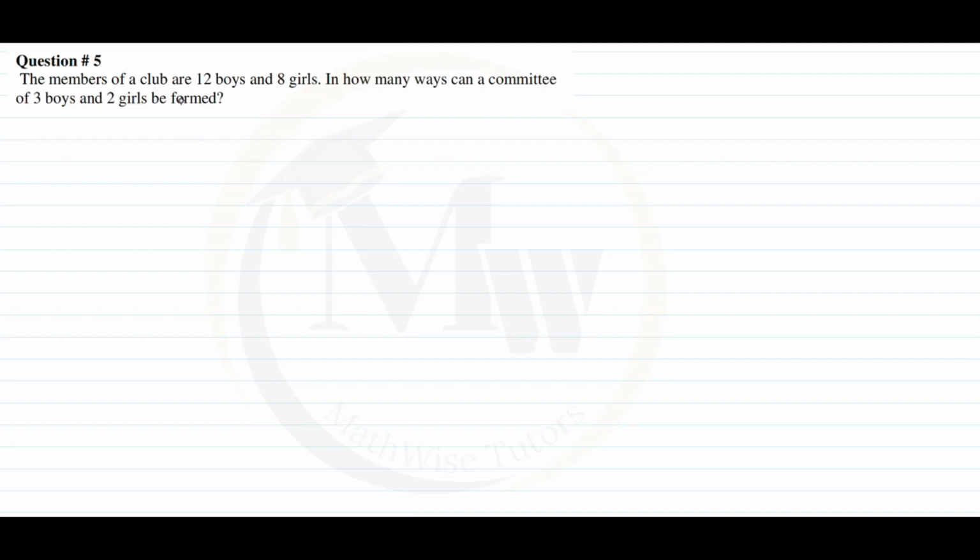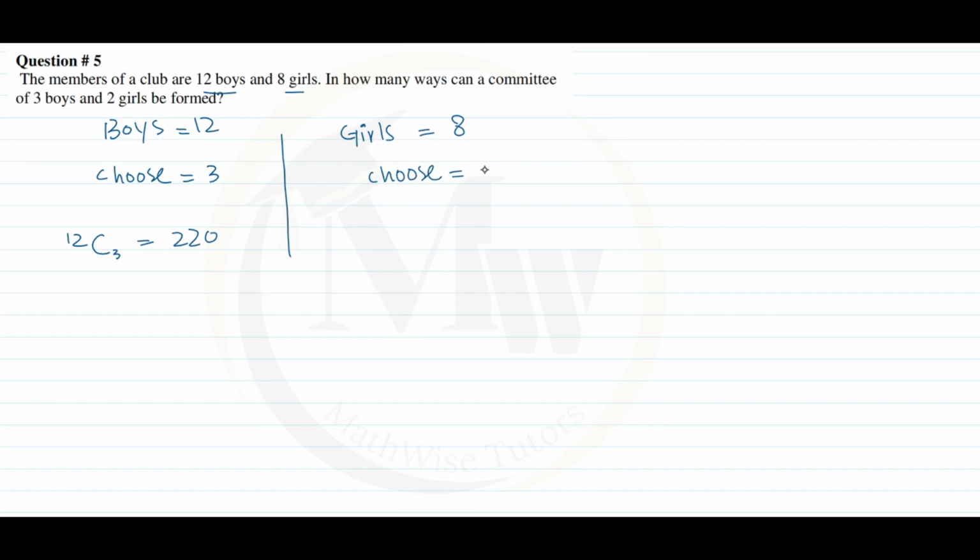In this question, they said the members of the club are 12 boys and 8 girls. So we have to choose 3 boys and 2 girls out of the 12 boys and 8 girls. The total boys are 12 and we have to choose 3 boys, so it will be 12C3, which is equal to 220. And the total girls are 8, and we need to choose 2 girls from them, so it would be 8 choose 2, 8C2, which is 28.